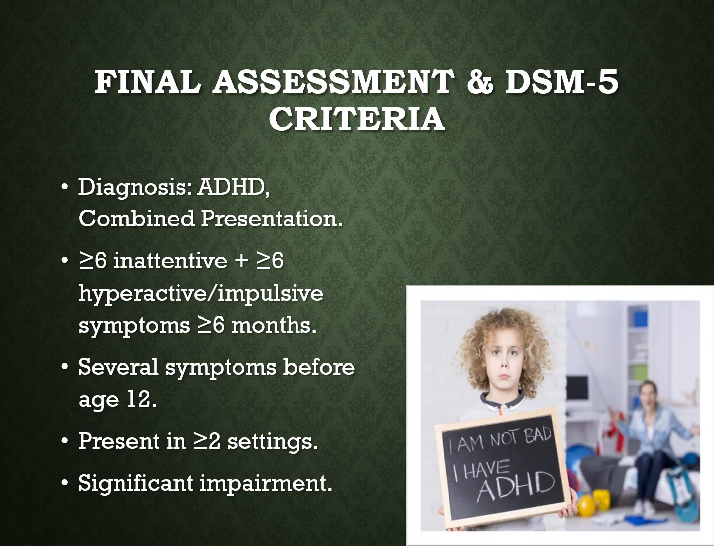JM meets DSM-5-TR criteria for ADHD, the combined type. He has more than 6 inattentive and more than 6 hyperactive-impulsive symptoms, persistent for over 6 months. Symptoms began before age 12, are present in at least 2 settings, and cause significant functional impairment. His case is therefore a clear and valid diagnosis of ADHD combined presentation.